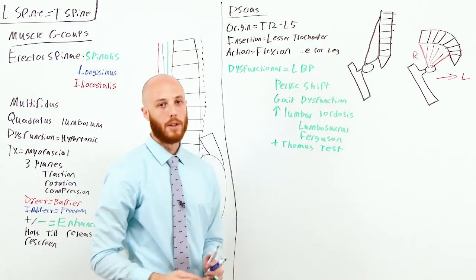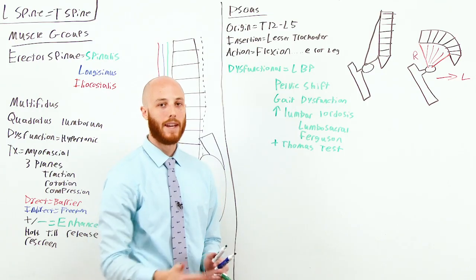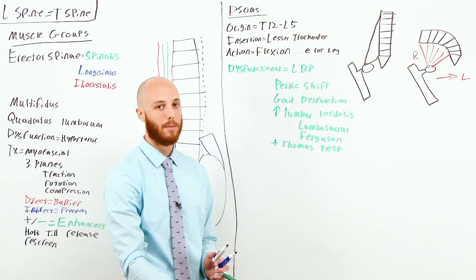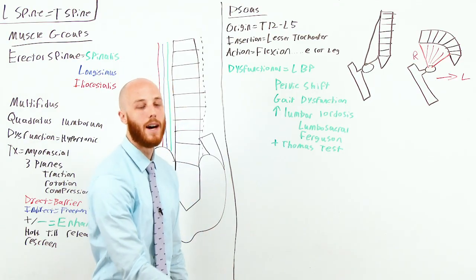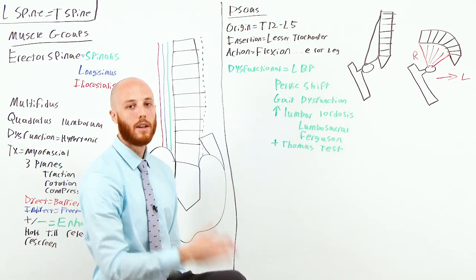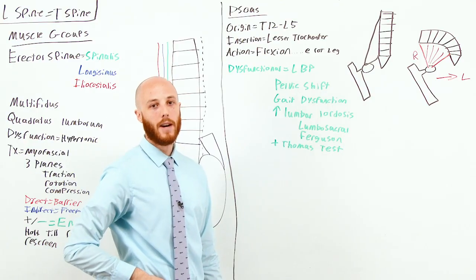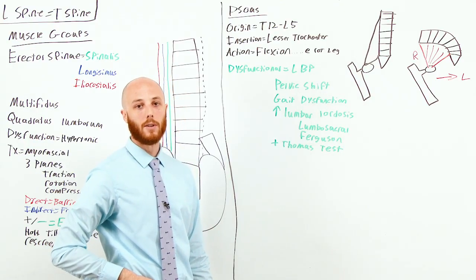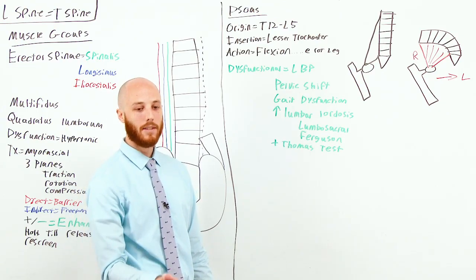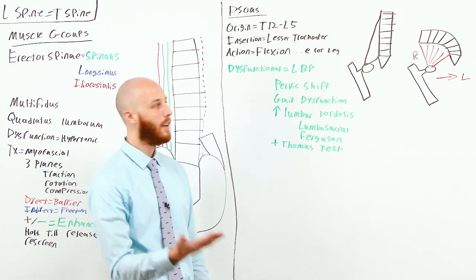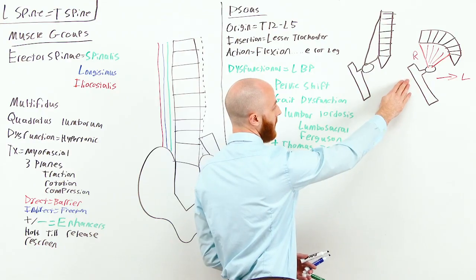A Thomas test is when you have a patient laying on the table supine and they have both of their legs dangling off of the edge of the table. You ask the patient to raise one of their legs up and bring their knee close to their chest. If the other side psoas muscle is dysfunctional or contracted, the other leg will passively come off the table as well. It's going to be pulled off the table by this hypertonic psoas muscle.